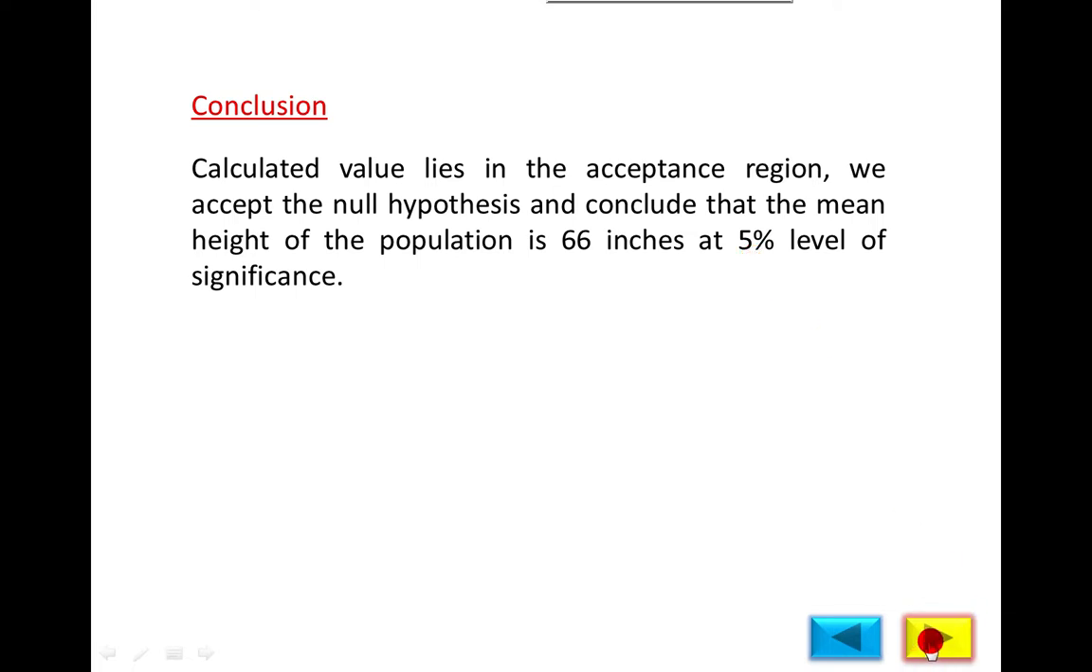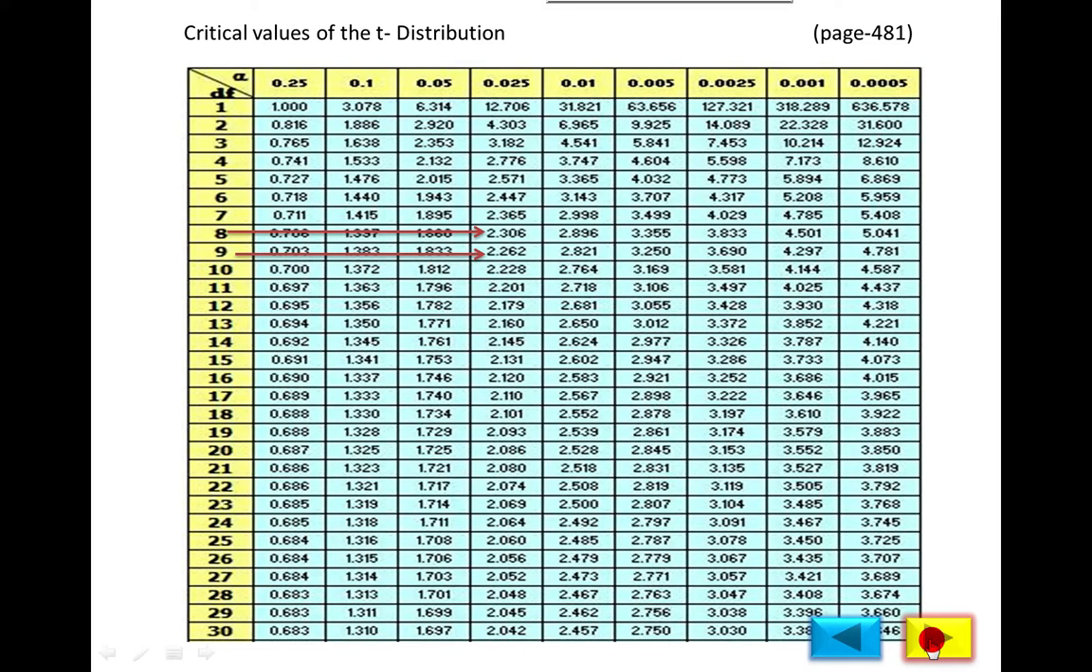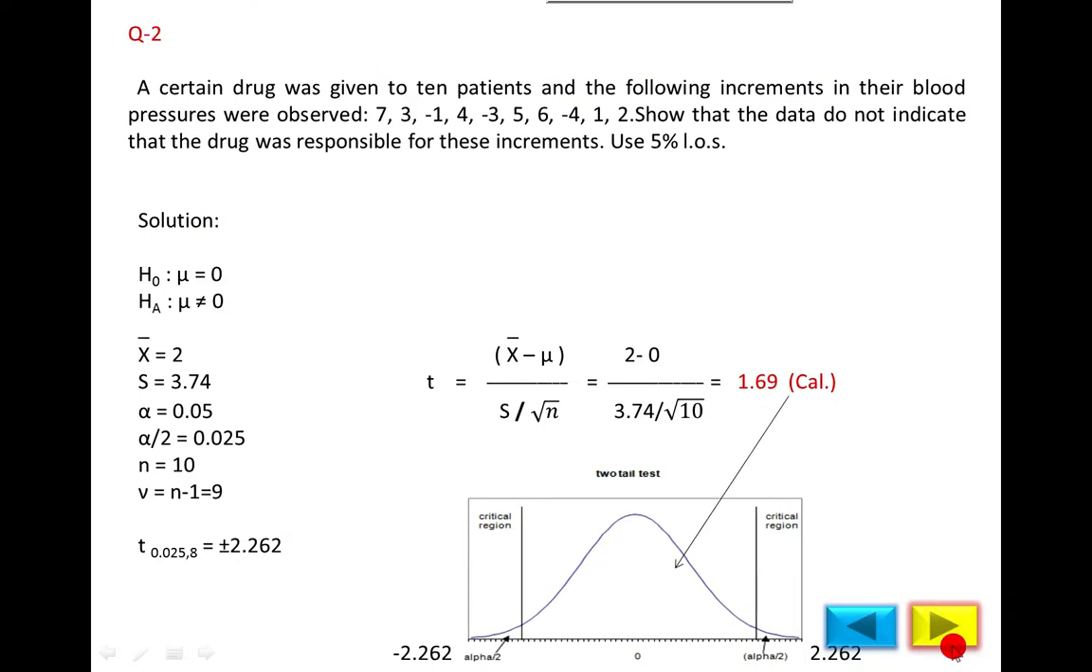Okay, now the next question. This is the T table I have already explained, and in the next question we will use the 10 samples. Degree of freedom will be 9. Table value at alpha 0.05 divided by 2, that is 0.025, will be plus minus 2.262. So next question: a certain drug was given to 10 patients. N is 10, sample size is 10, and degree of freedom will be n minus 1, which is 9.